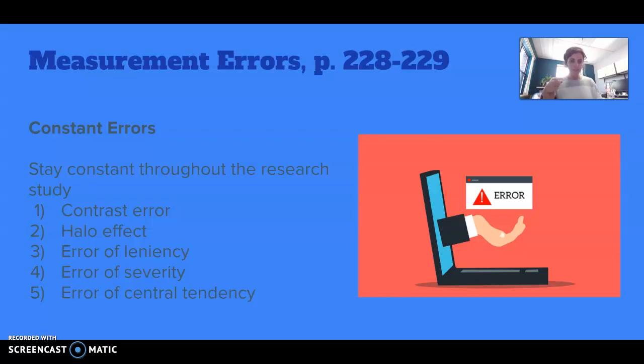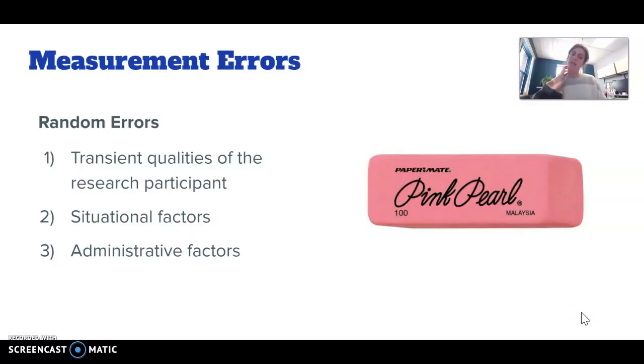So, some errors that might come up in measurement, these ones are focused primarily on the people, the researcher and the participants, versus necessarily errors on the tool itself. Because we talked a lot about the tools of measurement, but these focus on the people. So there's two different types of errors that might come up. There's the constant errors on this page, and then there's also the random errors on the other.